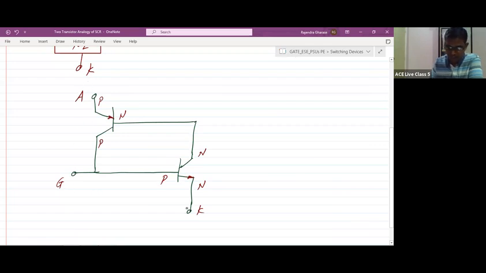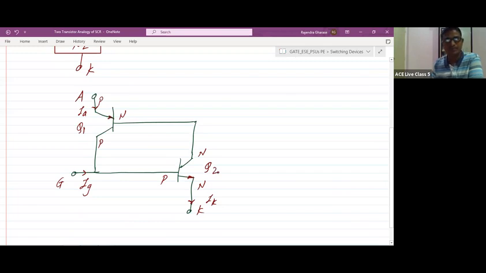So it is an anode, gate, and cathode. Let us consider the current flowing through the gate terminal is IG, the current flowing through the anode terminal is IA, and the current flowing through the cathode terminal is IK. Now, if you check these two transistors, consider this as the Q1 transistor and this as the Q2 transistor.